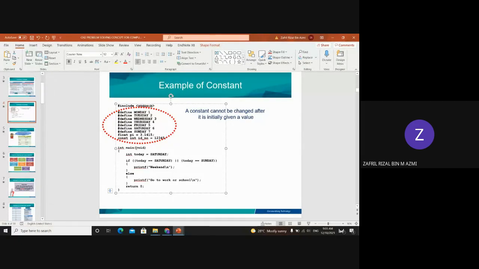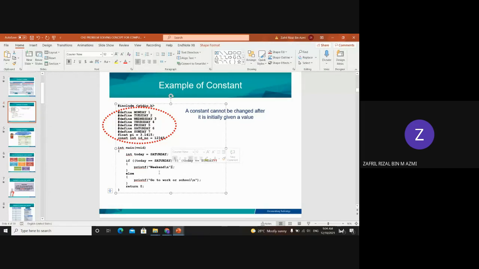How do you know a function? If you spot a bracket in front of any statement, for example main, and then there's a bracket, meaning that this is a function. Where else is there a bracket, guys? Is there any bracket? This, if. Bracket, right? That's a function. Printf. Bracket. Function. So that's how you spot a function in a program.